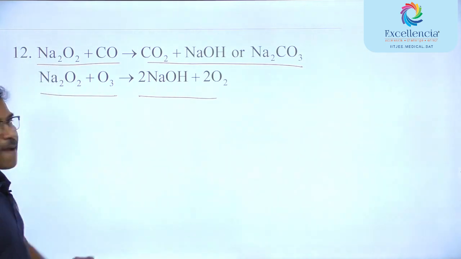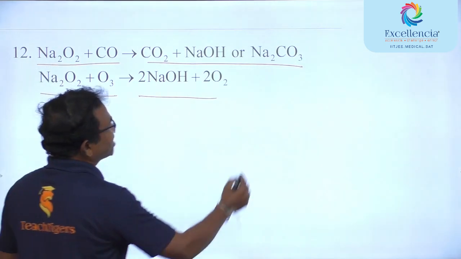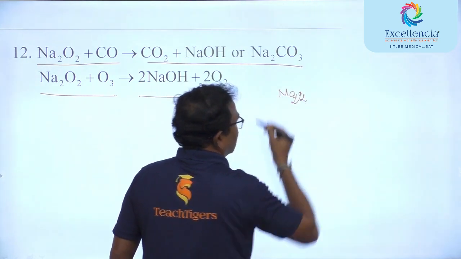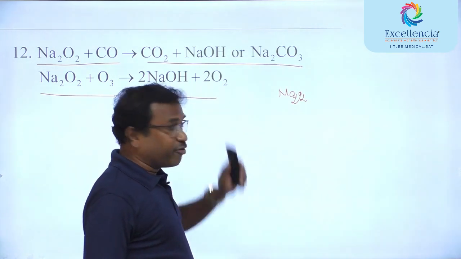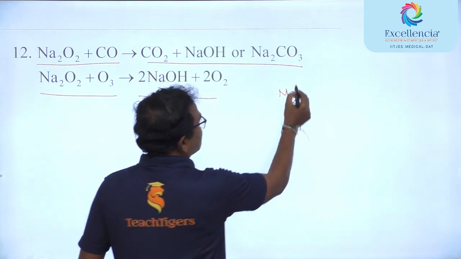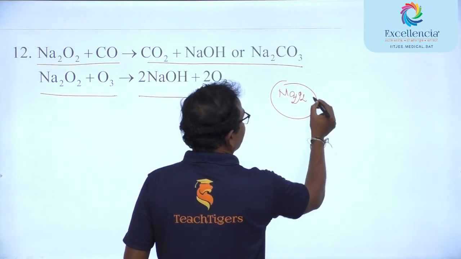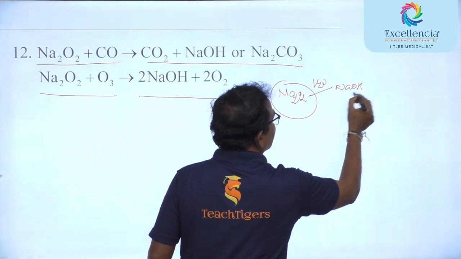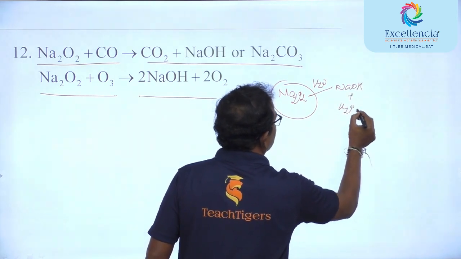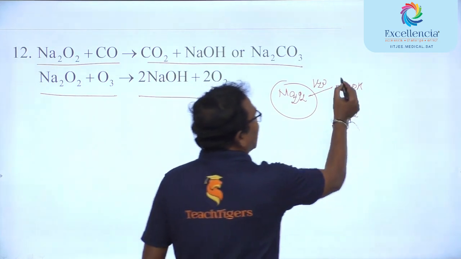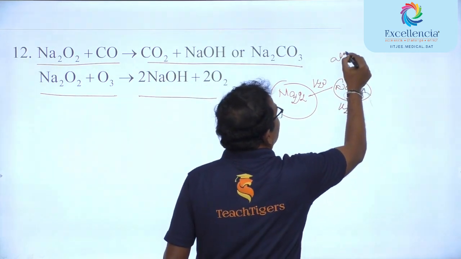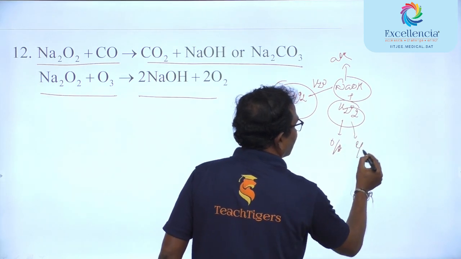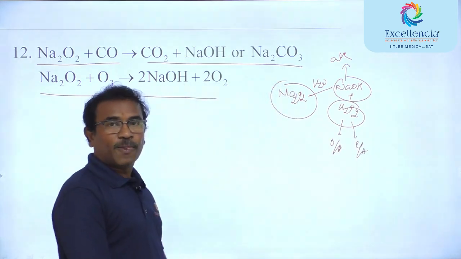Look at this. Again, as I told you, what do you know about sodium peroxide? You should now compile the information about sodium peroxide. This sodium peroxide in aqueous medium gives you sodium hydroxide, basic, plus H2O2. So this is alkaline. However, H2O2 is both oxidizing and reducing. This is the information we are supposed to know.